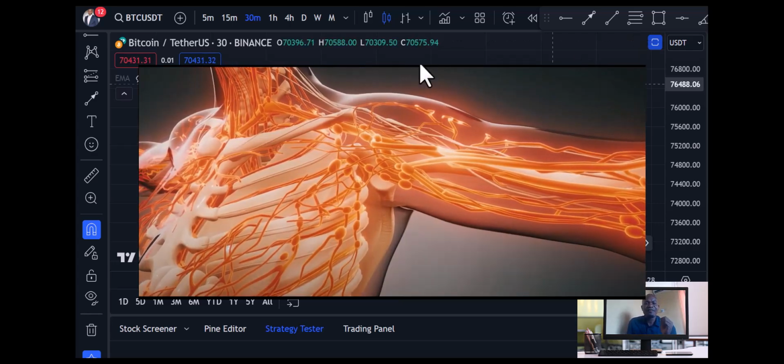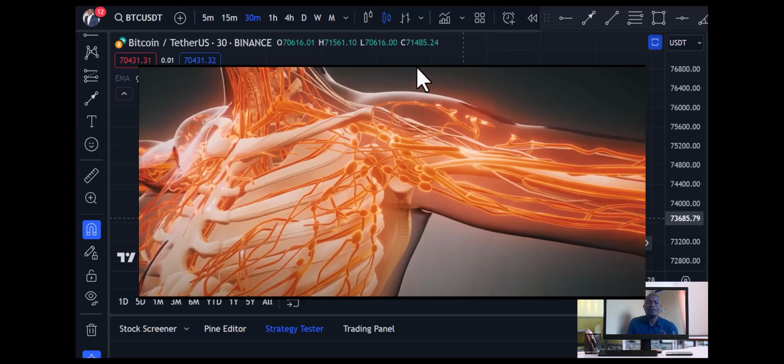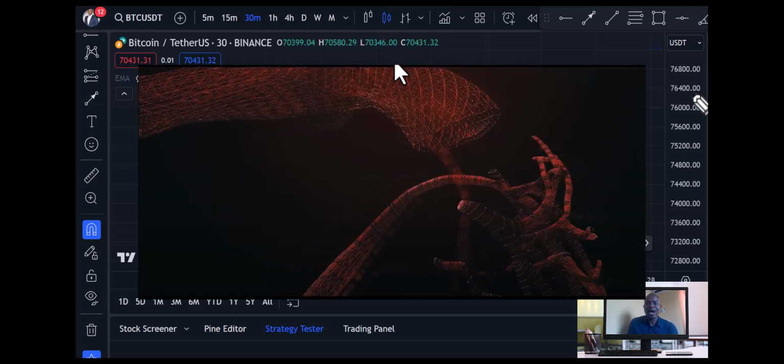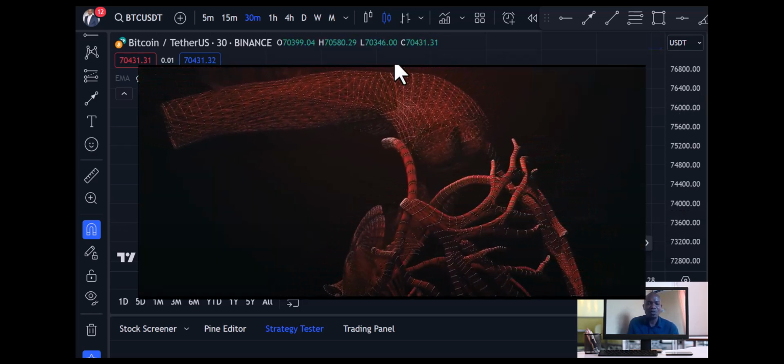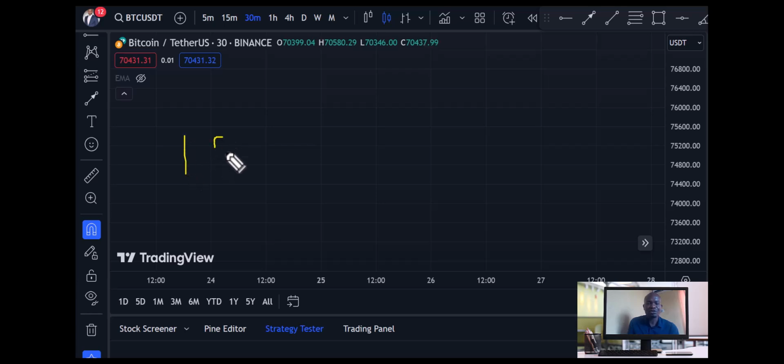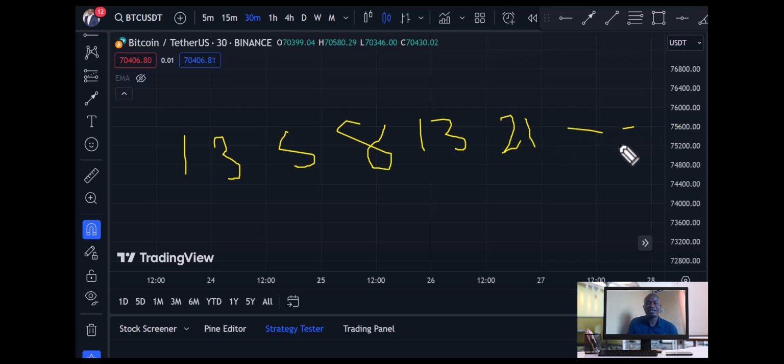All right, so the first thing you need to know is what Fibonacci numbers are. We have the Fibonacci sequence: we start from 1, 3, 5, 8, 13, 21, to infinity. The easiest way to figure it out is when you add this to this, you get this. You add this to this, you get this. So this is how the numbers are generated.